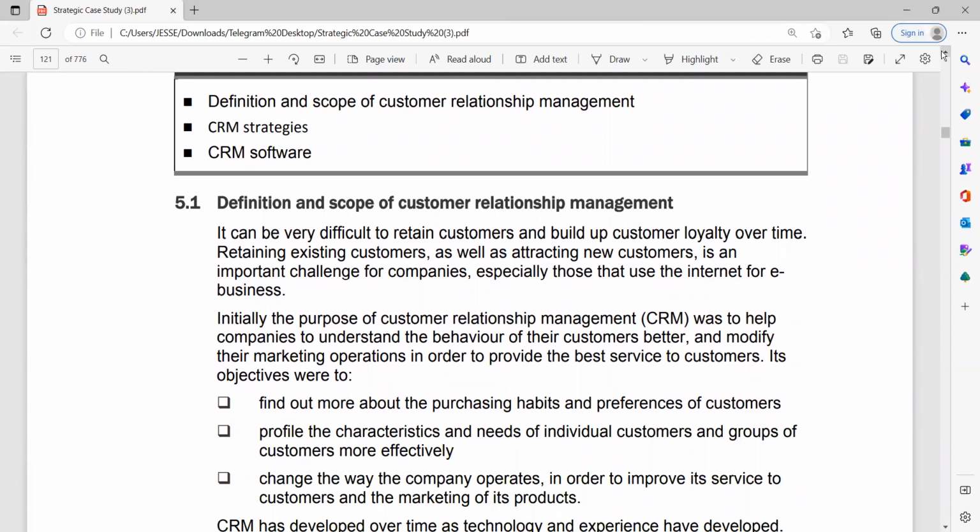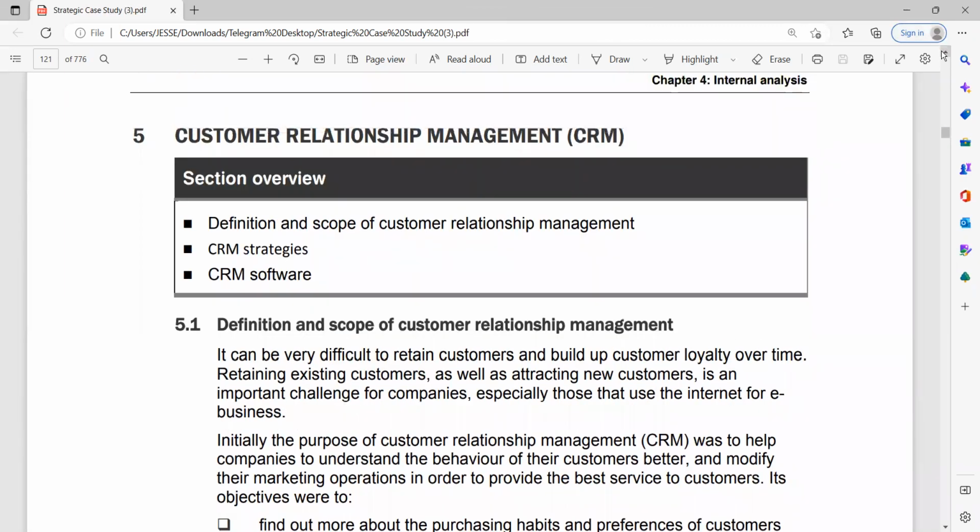I'll touch on this briefly, and then we can move on to other things. So let's talk about customer relationship management. We will define what it is, and we'll look at some strategies and software.